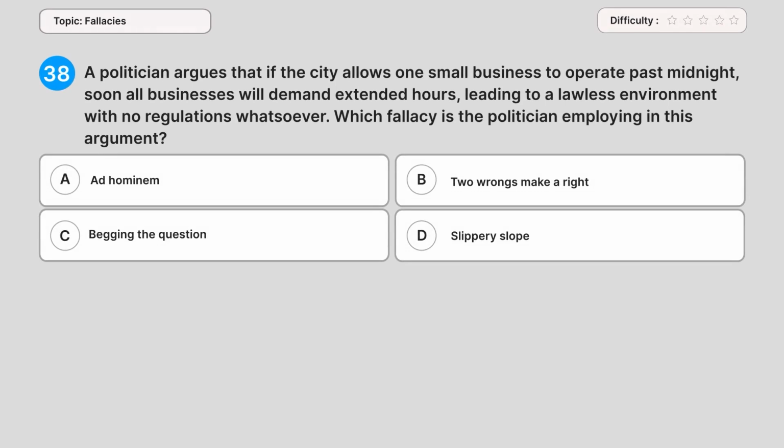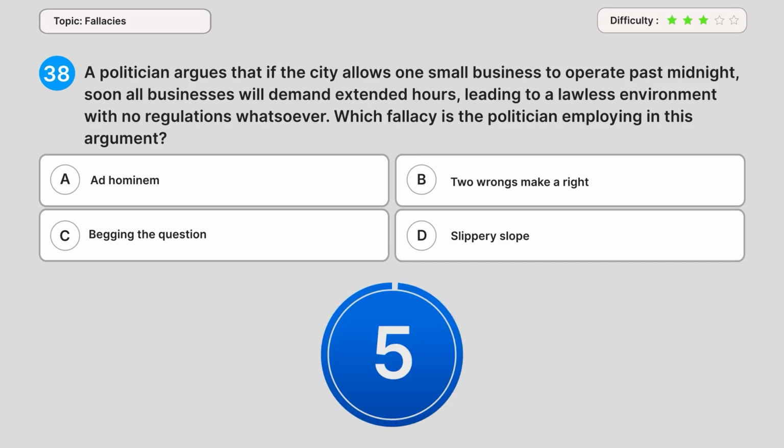38. A politician argues that if the city allows one small business to operate past midnight, soon all businesses will demand extended hours, leading to a lawless environment with no regulations whatsoever. Which fallacy is the politician employing in this argument? A. Ad hominem. B. Two wrongs make a right. C. Begging the question. D. Slippery slope. What do you think is the answer?